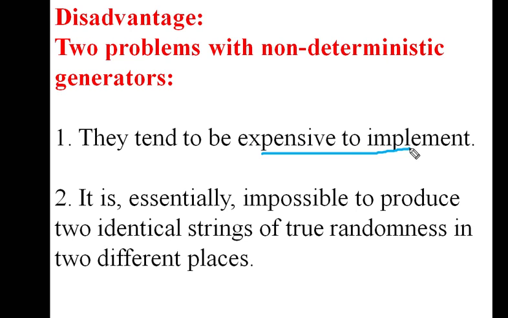Like that, I have shown the animations. To produce that kind of environment, it requires what? Expensive to implement, and it is essentially impossible to produce two identical strings of true randomness in two different places. It means they will keep on producing different random numbers. So this is a disadvantage of non-deterministic generators.